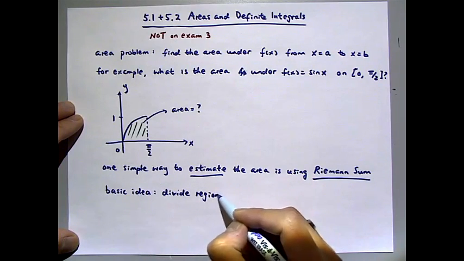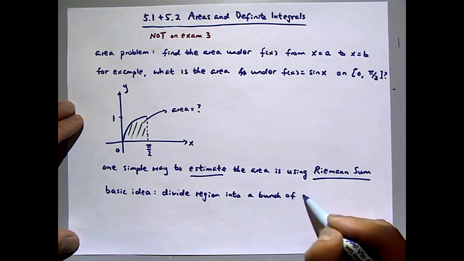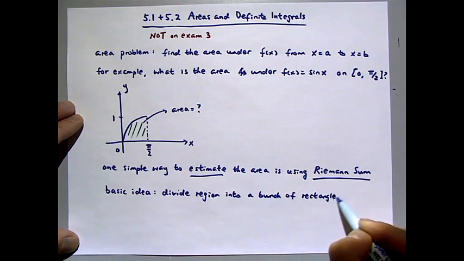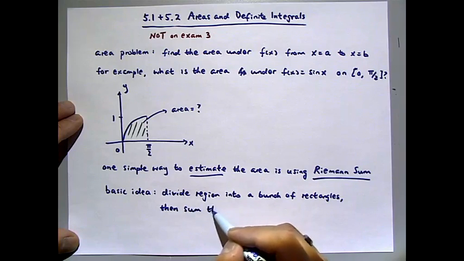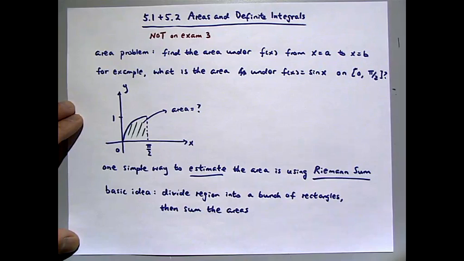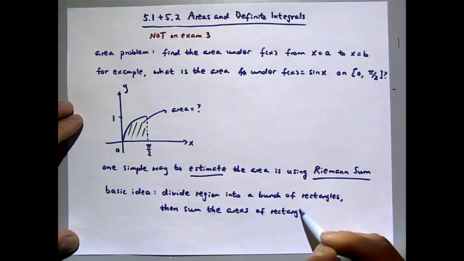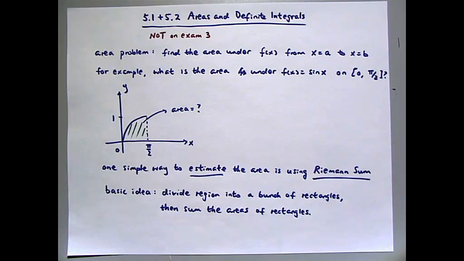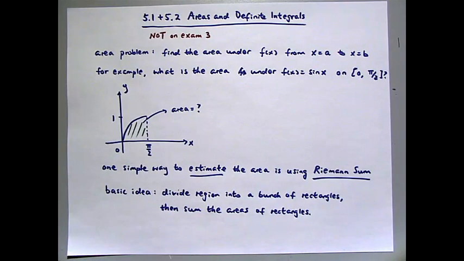The idea is to divide the region into a bunch of rectangles. Then we sum the areas of those rectangles. Rectangles are simple. We know the area: length times width. We chop this up into a bunch of little ones, and then we add them up. And in the end, we're going to get, hopefully, a reasonable estimate of the area.